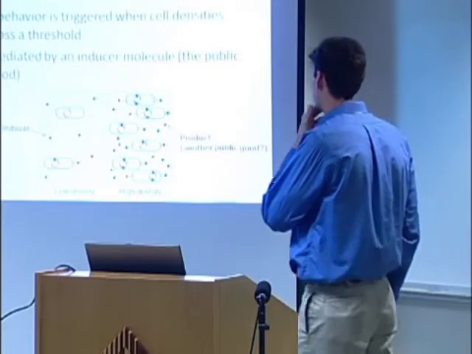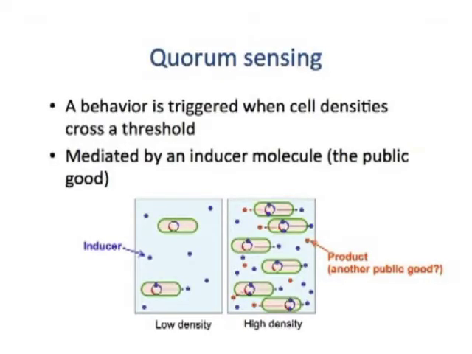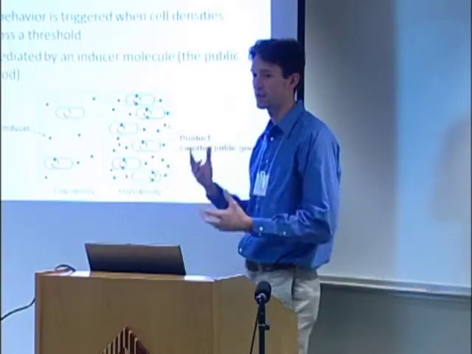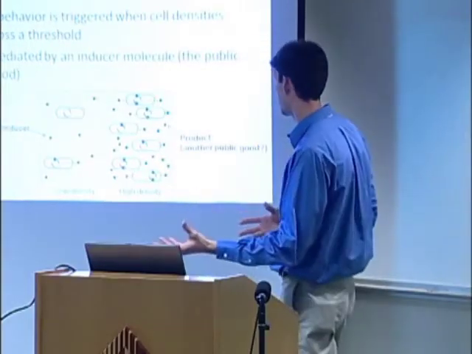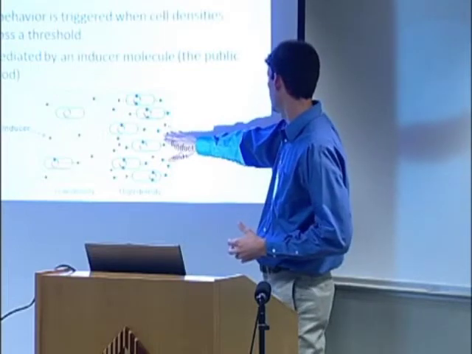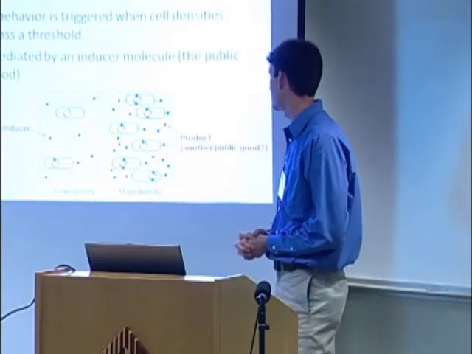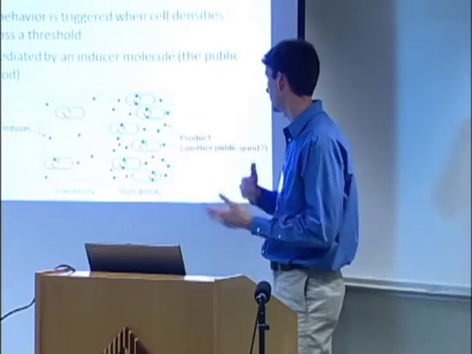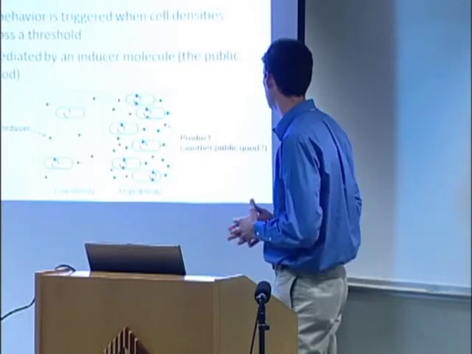So here we have quorum sensing. I don't need to say too much about it. Basically, we have cells at low density that produce some kind of inducer molecule. And when they get to higher density, the inducer molecule crosses some kind of threshold. And both the inducer and the resulting behavior that the inducer stimulates could be public goods.